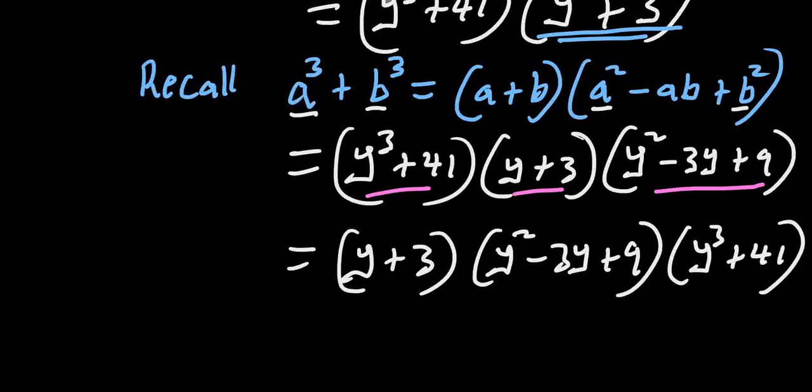So what we just did now is that we started with the lowest exponent of y, to the one power, y to the second power, and y to the third power. So we just arranged it from the smallest to the highest.